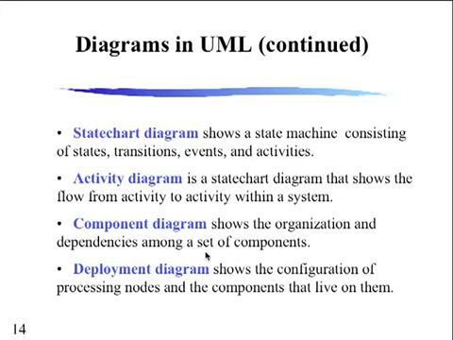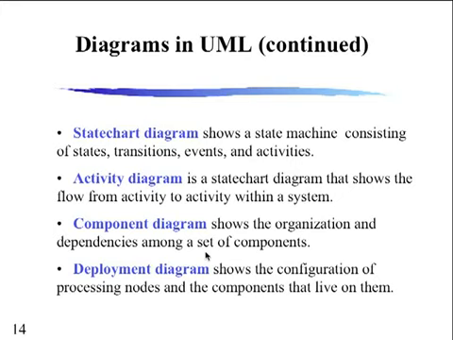State chart diagrams, we saw one of these already. That was showing the different transitions, events, and activities that occur between the different objects. And then we have the activity diagram, which is a state chart type of system, but it's showing activity to activity within the system instead of transitions from state to state. Similar. Sometimes they look the same. If there are no states, you're just going to have the activities going on.